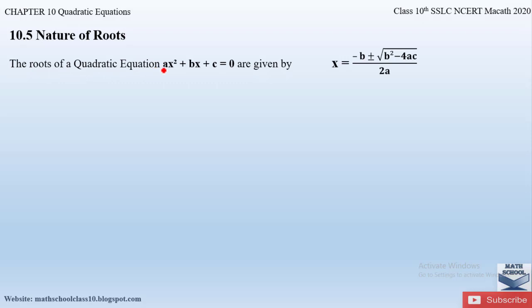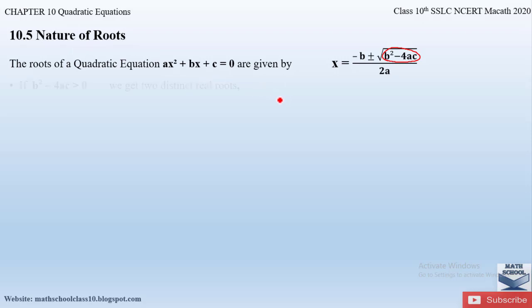The roots of a quadratic equation, that is ax square plus bx plus c, are given by x is equal to minus b plus or minus square root of b square minus 4ac, divided by 2a. This is the quadratic formula which we have already learned. By using this formula, we can determine the roots for a given quadratic equation. Now, depending upon the value of b square minus 4ac, you will come to know what kind of roots, or the nature of roots, a given quadratic equation has.